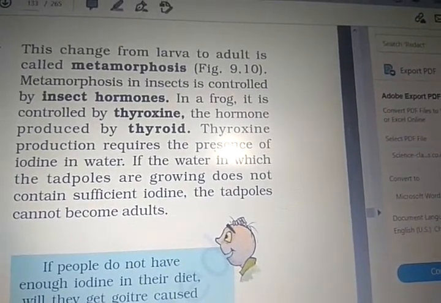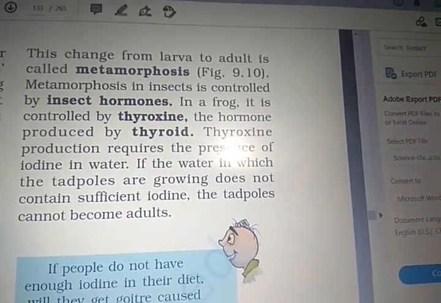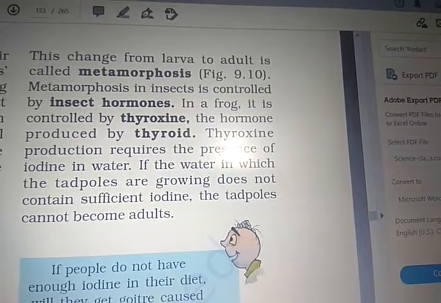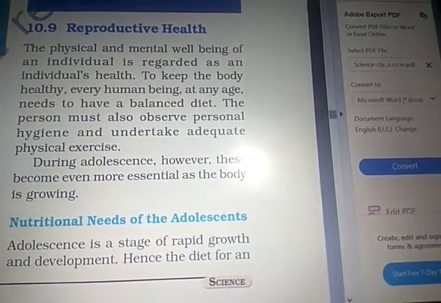Metamorphosis in insects is controlled by the insect's hormones, right? And this metamorphosis is also seen in the frog. Okay, now the next part, that is reproductive health.